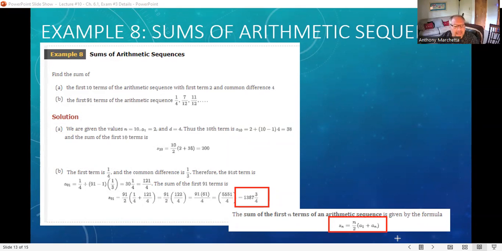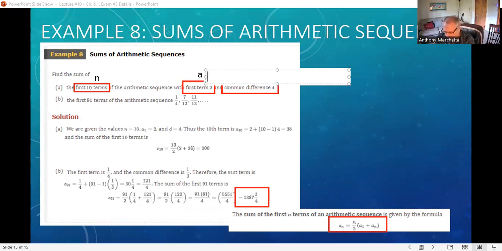in A, it says find the sum of the first 10 terms of an arithmetic sequence with the first term of 2, and the common difference is 4. And you want the first 10 terms. Okay, so n is going to be 10. The first term is going to be A sub 1. And then the common difference, D, is 4.